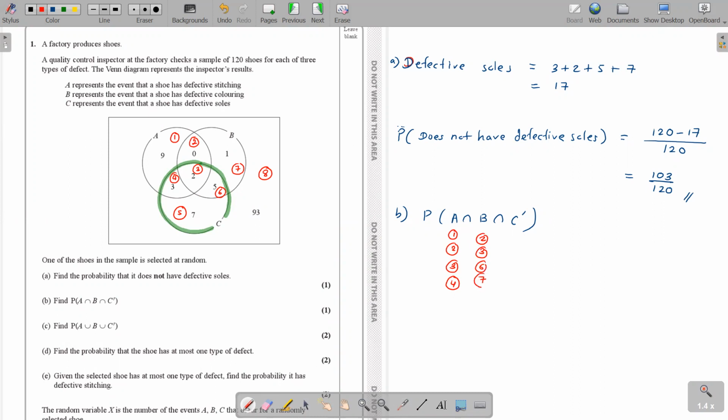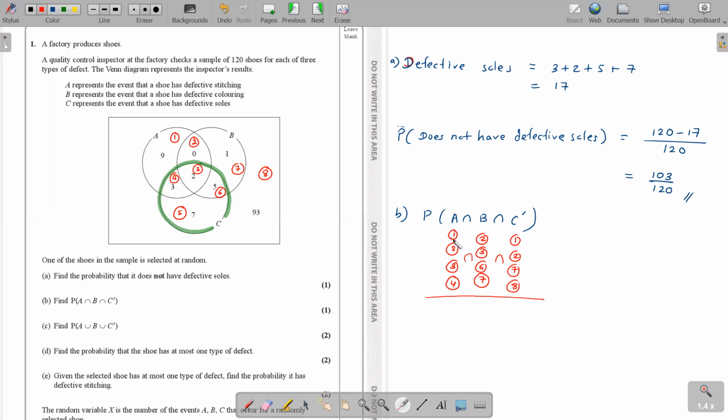And then C dash. What is C dash? C dash is everything that doesn't belong to C. So what is everything that doesn't belong to C? It's the outside of the green circle: 1, 2, 7, and 8. Now what you need to do is get the intersection of all of these. What's the region that's common to everyone?